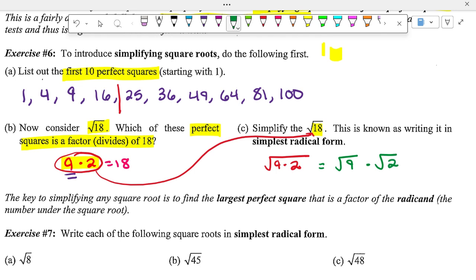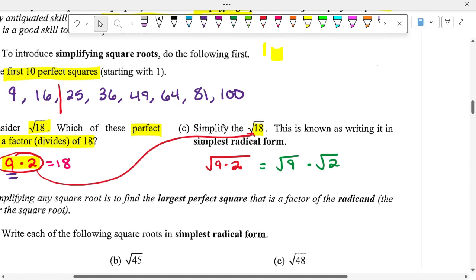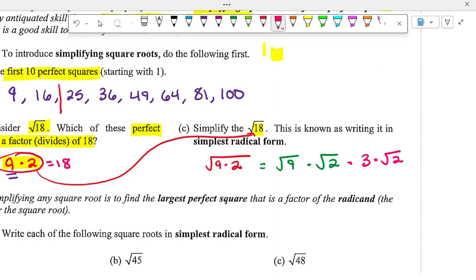Well, now we got something that we can simplify. What's the square root of 9? 3. So this is equal to 3 times the square root of 2. And we know the square root of 2 doesn't simplify, so we leave it alone. So the simplified form of the square root of 18 is 3 square root 2, and that represents 3 times the square root of 2. And that's how we simplify.